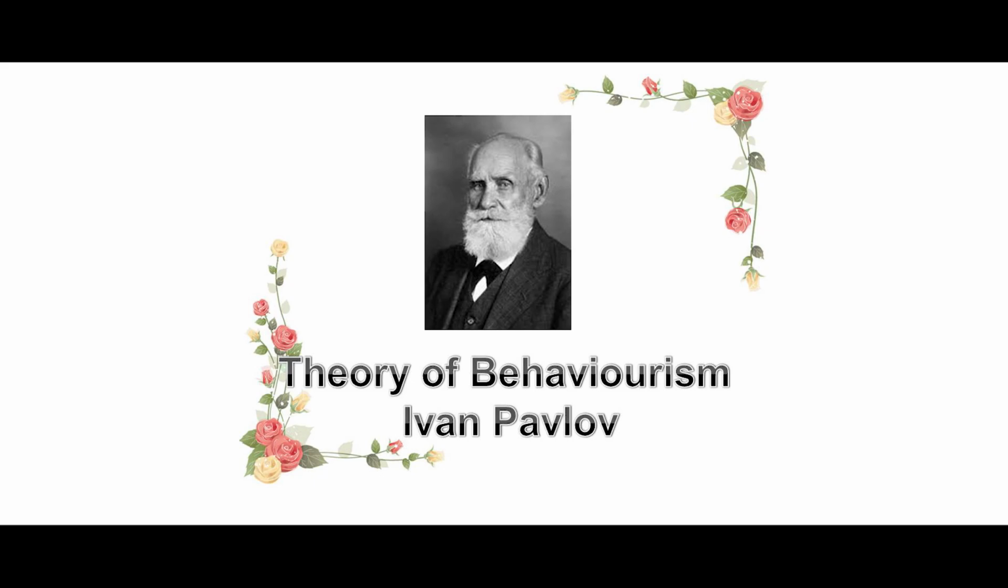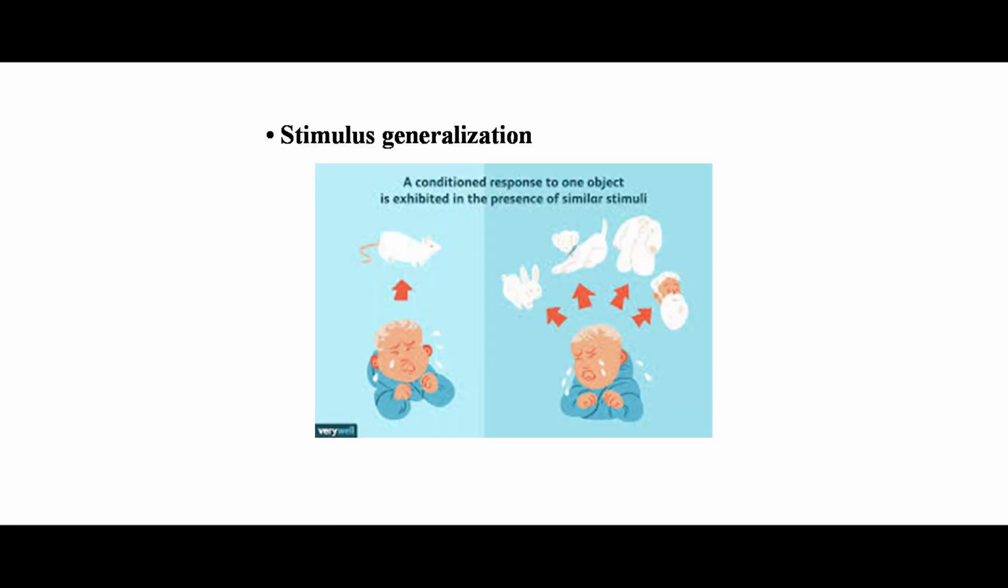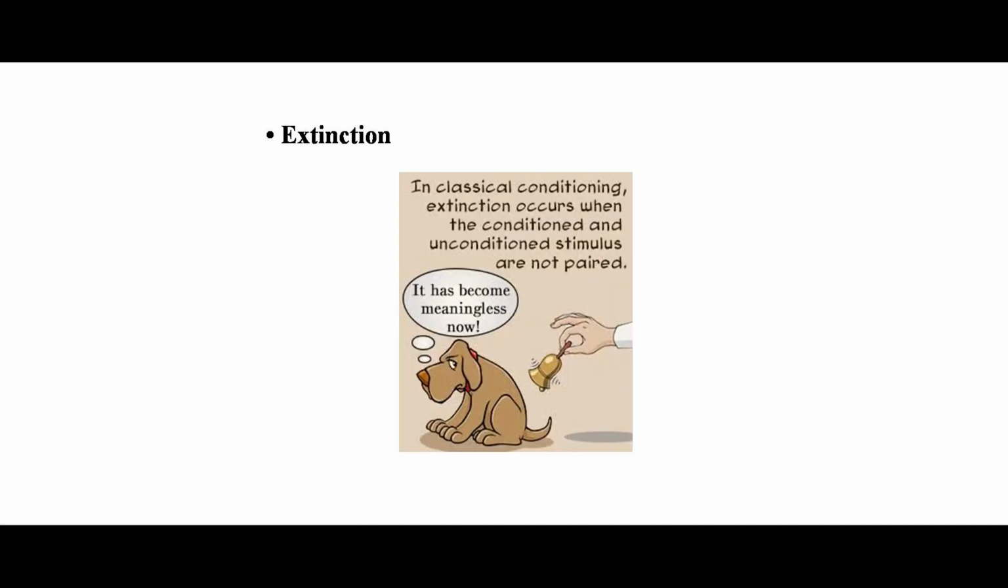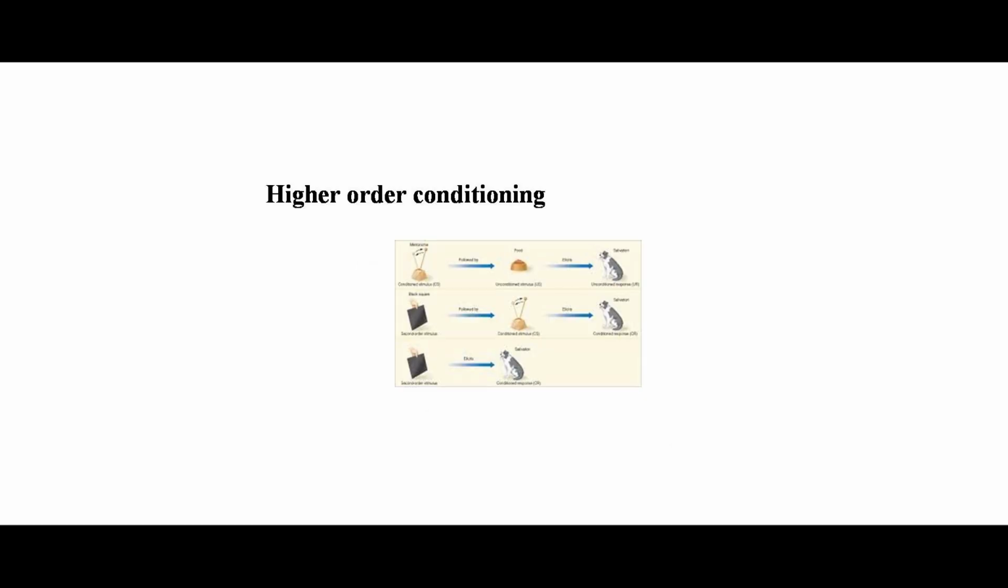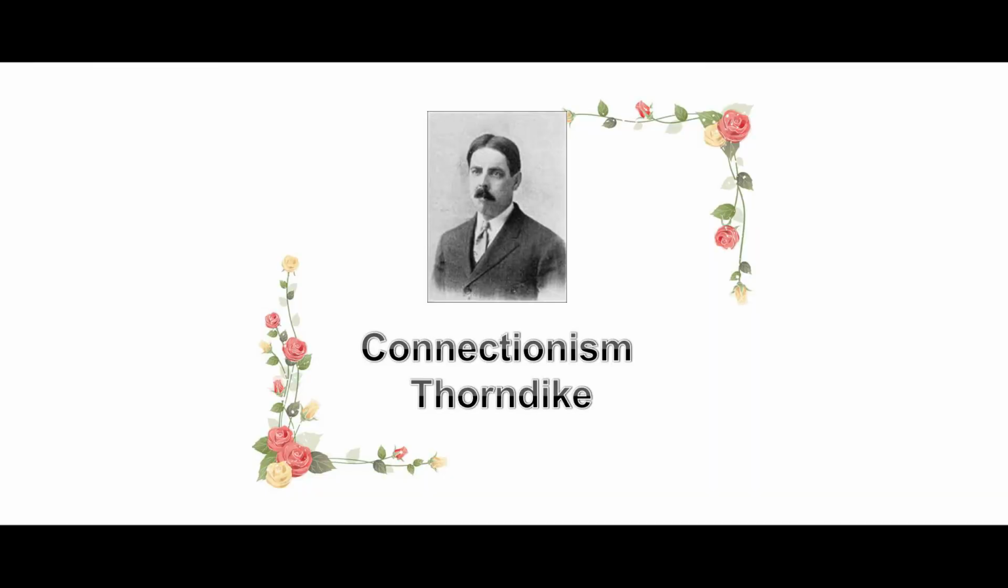First we discuss the behaviorist theory of Pavlov. The basic principles of behaviorist theory of Pavlov are: first one is stimulus generalization, second one is extinction, third one is spontaneous recovery, fourth one is principle of discrimination and higher order conditioning. Next we shall discuss the observations of Thorndike.